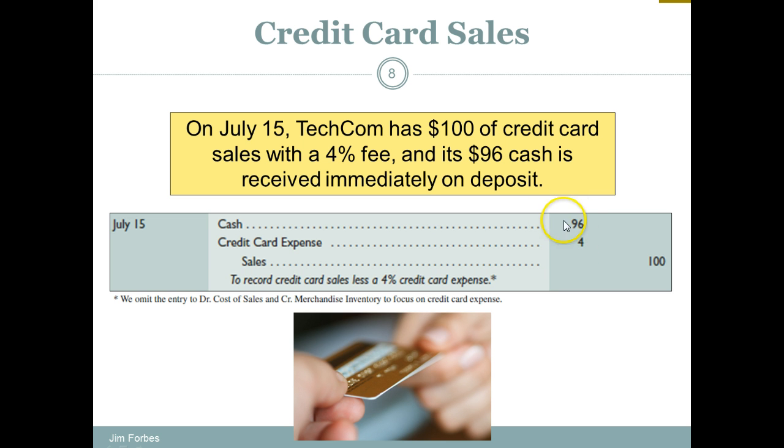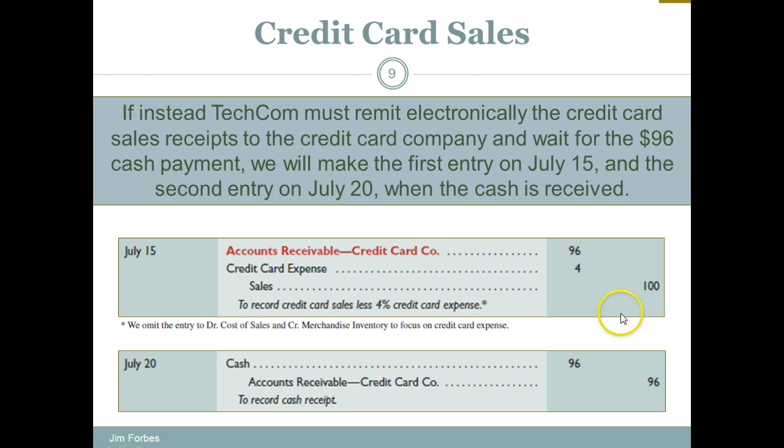And then here you notice that they are debiting cash. That's because the credit card company is automatically depositing or paying you in cash. Here, they're making accounts receivable, credit card company, because this credit card company might not pay you for maybe 3, 5, or 10 days. So when that credit card company pays you will determine how you record it, either as cash or as accounts receivable. And here you can see it was 5 days that they did pay you that $96.